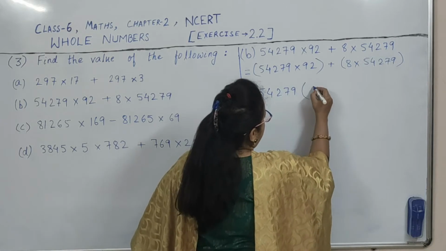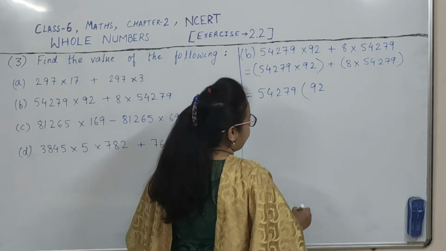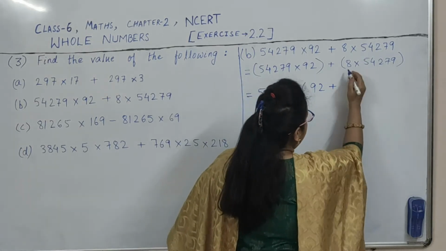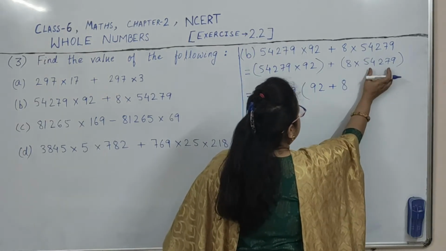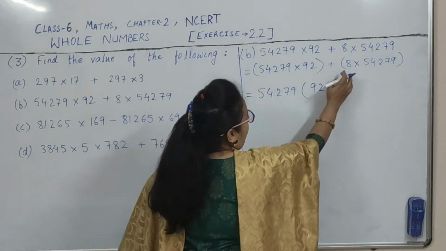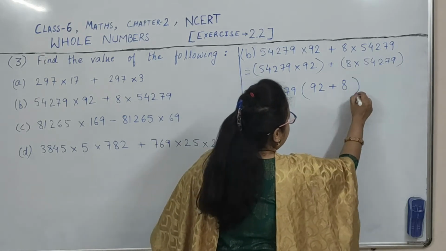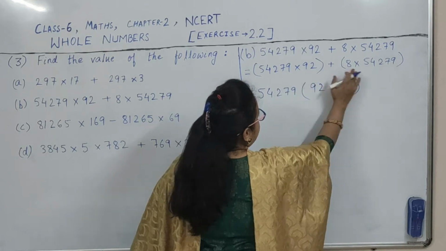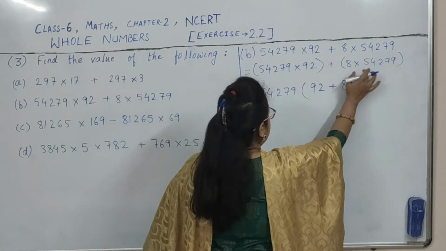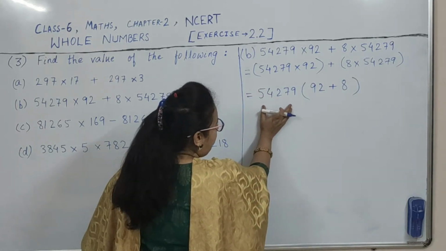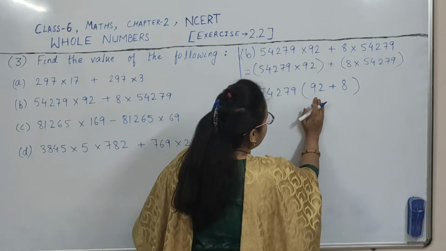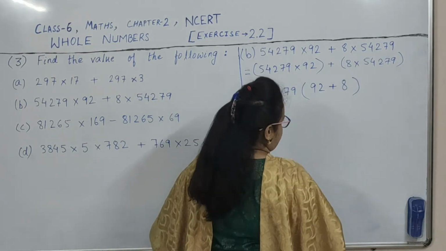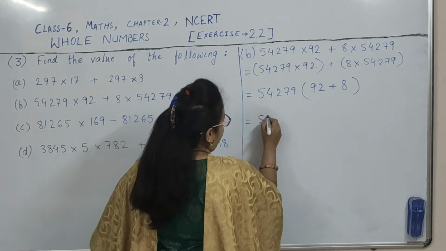In the first term, what remains? 92 remains. Plus sign is there, we will give a plus sign. And in the second term, 8 remains. Why? Because this number is taken out, so only 8 remains inside. And then the bracket will be closed. Now again look at this. In these two terms, this number is common for both the terms. So this is taken out. For the first term, 92 remains inside the bracket, plus sign is there, and for the second term, 8 remains inside.